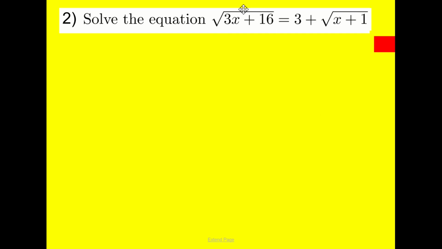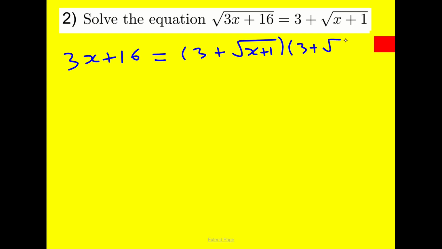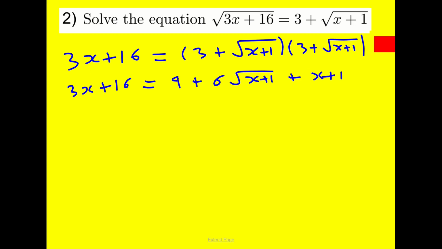Okay, for this sort of equation, what do we do? We can't just have a root on one side and then square it. We've actually got 2 roots. Well, we're going to have to just square it. We're going to get 3x plus 16. Yep, that's fair enough. But now I'm going to write it out in full. I'm going to get 3 plus root x plus 1 squared, which I can write as a double bracket, and I'm going to have to expand that. I'm going to get 9 plus 3 lots of root x plus 1, plus another 3 lots, so 6 root x plus 1, plus x plus 1 when I expand this one.